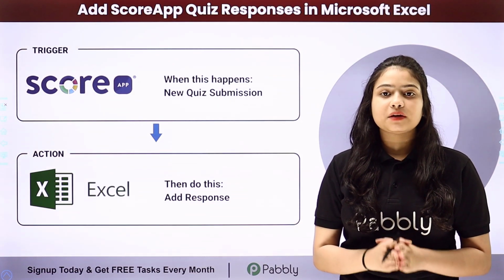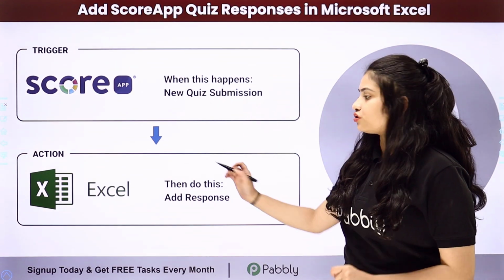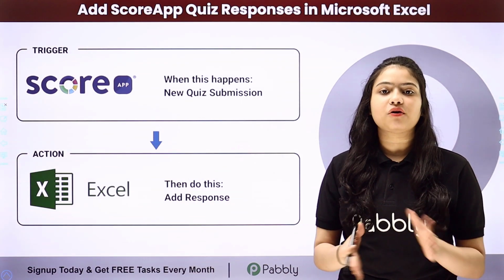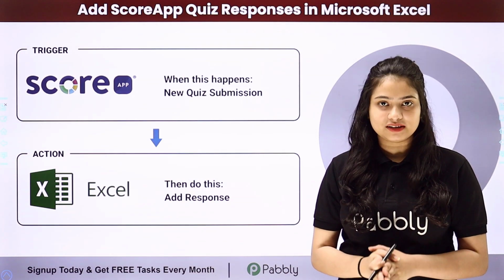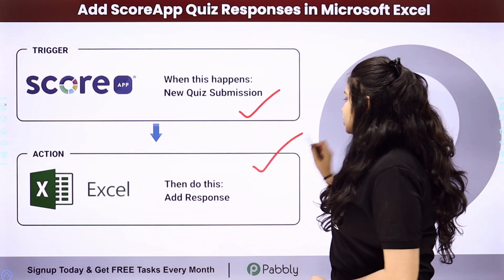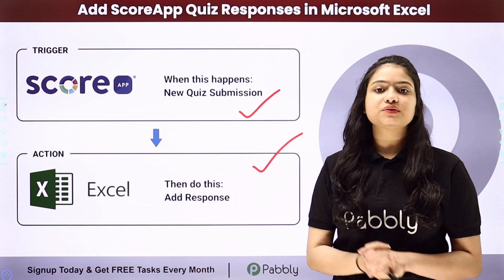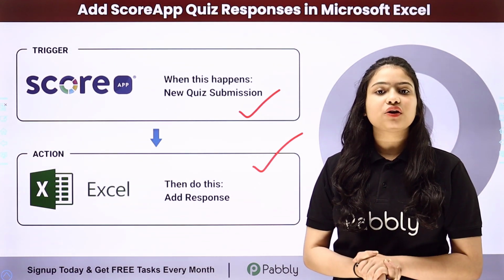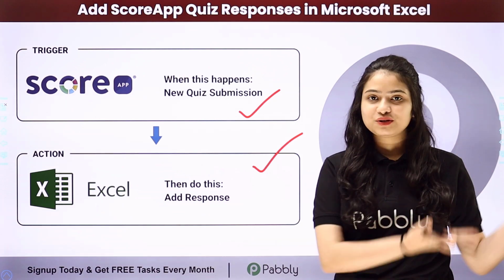For this, we will have to set up a connection between ScoreApp and Microsoft Excel, and that we are going to do without any coding or programming skills with the help of an amazing automation software, Pabbly Connect. Now here we have ScoreApp in our trigger and Microsoft Excel in our action. So we are going to connect both of them by using Pabbly Connect in order to automate this entire process. And to learn this entire automation step by step, let me take you all to my screen.